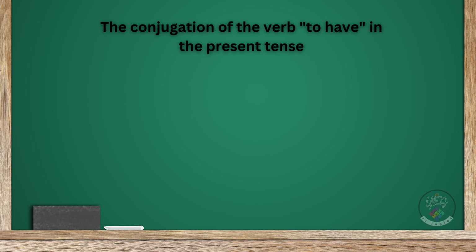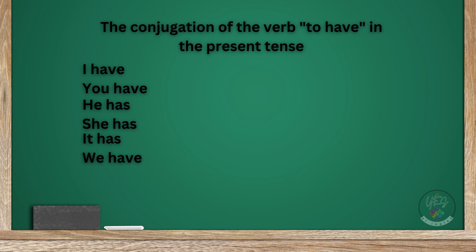Okay, well, to start, let's go over the conjugation of the verb to have in the present tense. I have, you have, he has, she has, it has, we have, you have, and they have.